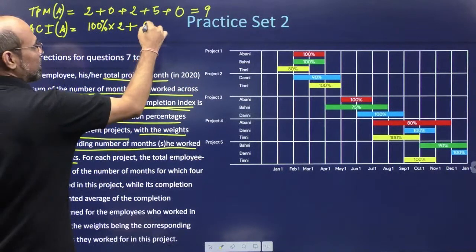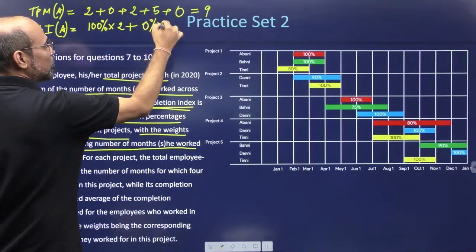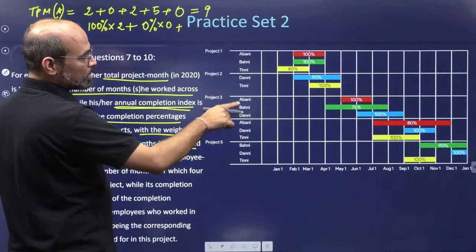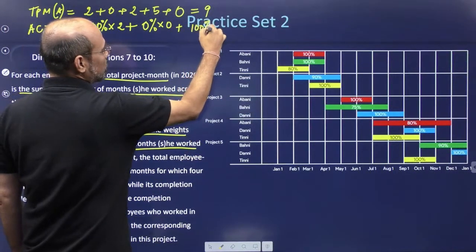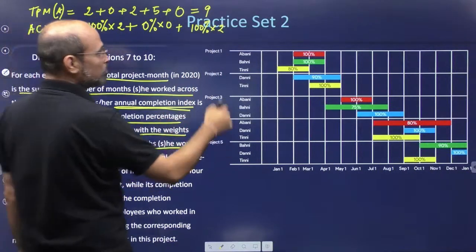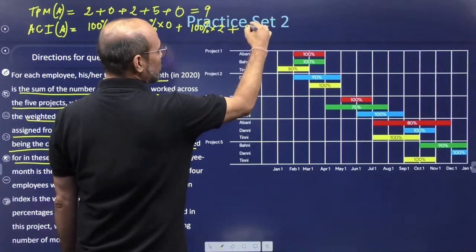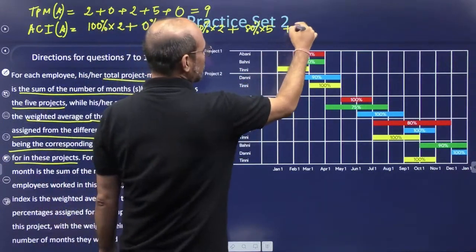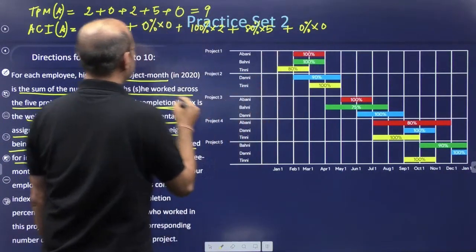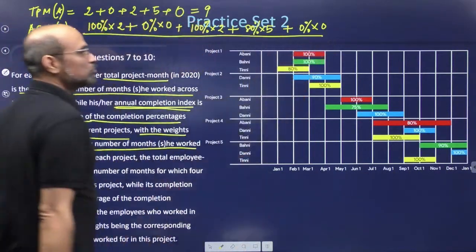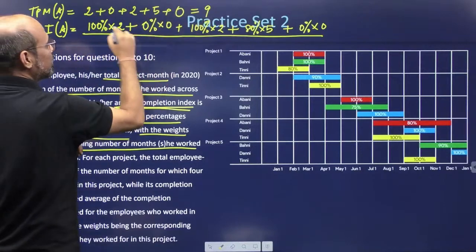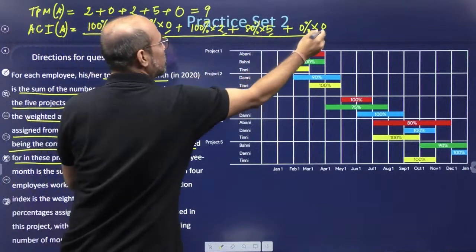Second project, did not work, 0% completed and did not work for any of the months. If I talk about the third project, it is going to be 100% and A worked for 2 months there. If I talk about project 4, only 80% of the work got completed and she worked for 5 months. And if I talk about project 5, 0% work and 0 months. Divided by, since this is a weighted average, it should be divided by the sum of the weights or the frequencies, right? So here the weights are the total number of months, which we have already calculated. Or you can look here: 2 plus 0 plus 2 plus 5 plus 0, right?